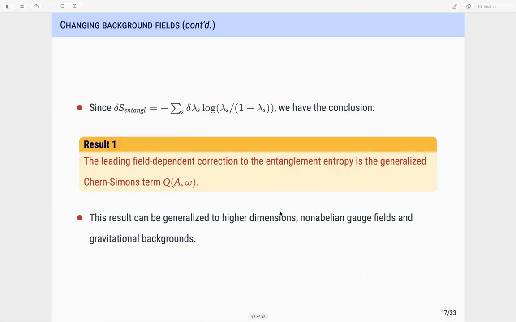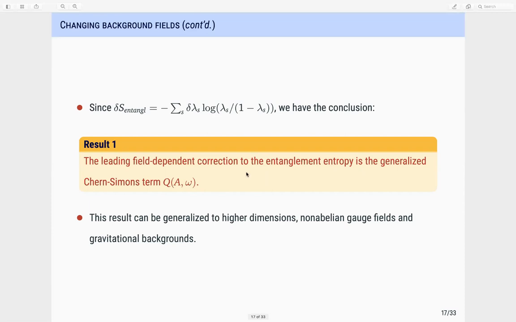So we come to our first conclusion, what I show here as result 1: the leading field-dependent correction to the entanglement entropy is the generalized Chern-Simons term that I showed you. I have put in the spin connection here, and we will see that also emerging shortly, even though I didn't talk about it yet. Okay, so that's our first basic result.